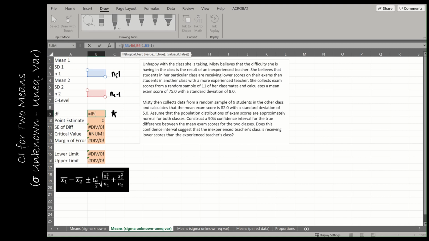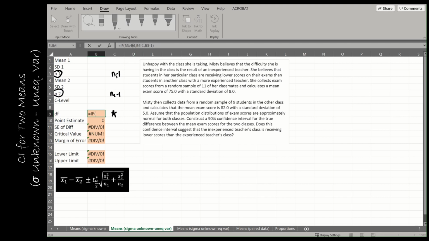I'm using the IF function, which has logical test, value if true, value if false. The logical test tells Excel to compare two values. So I'm saying, please compare B3, which is N1, and B6, which is N2. And if B3 is greater, well, that's the one I don't want, right? If B3 is greater, I want the one that's less than. So I want B6 minus 1.